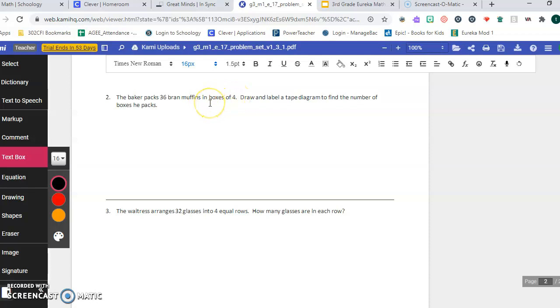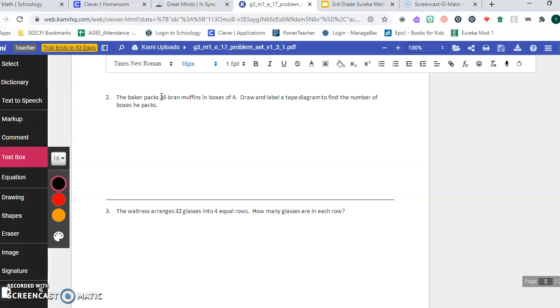Okay, moving forward, the baker packs 36 bran muffins in boxes of 4. Okay, I'm going to use my read, draw, write strategy. I'm visualizing. I know what a baker looks like. I can imagine muffins. I don't really know maybe what bran is. I mean, I do as an adult, but you might not know what bran is. You don't have to worry about that. Muffins, you know what muffins are. 36 muffins. And you know what a box is, and you know what a box of 4 is. So that means 4 items in a box. We've got 36 total. So those are the keys that I need to know already.